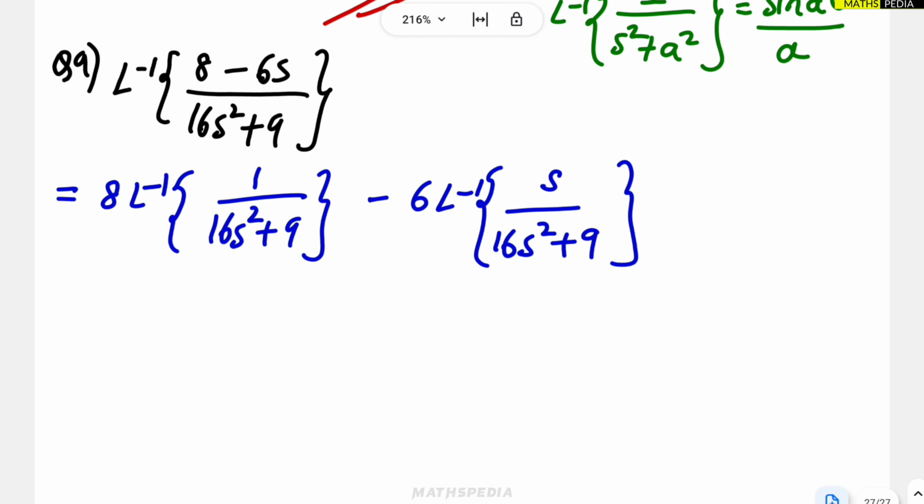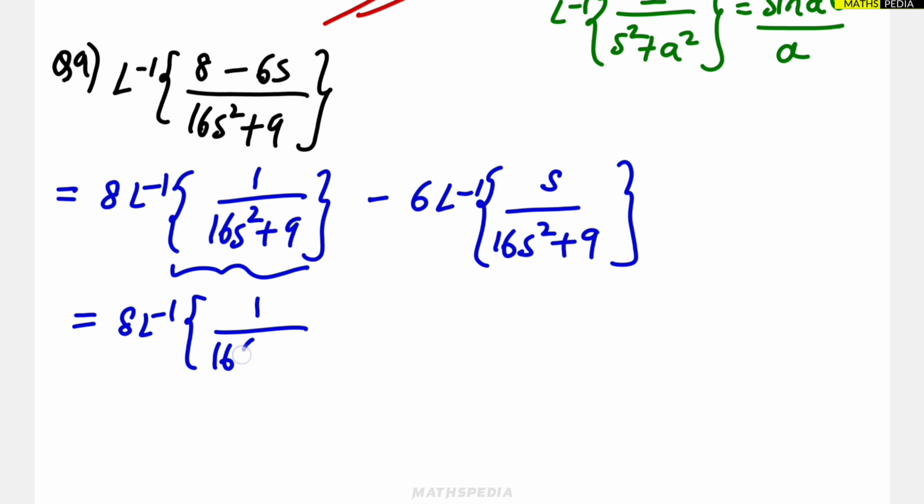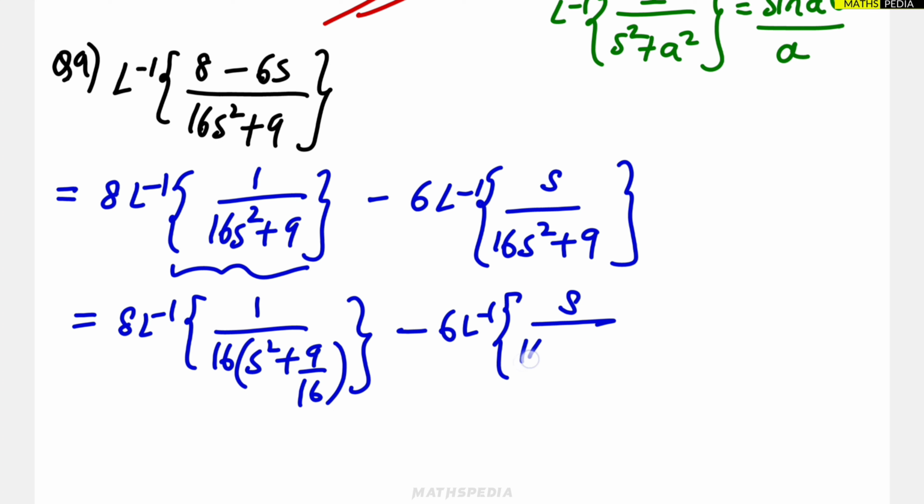Now you can observe that the first part can be rewritten. But the only problem is that here 16 is sitting. I want it as 1 s square. The coefficient of s square should be 1. So take it outside, 16 you can take common. So what will happen to this? 1 divided by 16 outside, s square plus 9 divided by 16, minus 6 as it is. Here also you can take 16 outside. It will be s square plus 9 divided by 16.